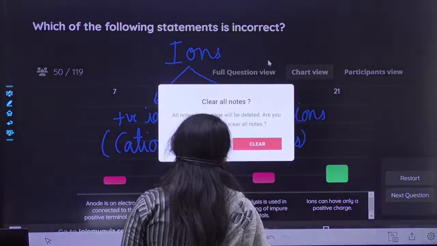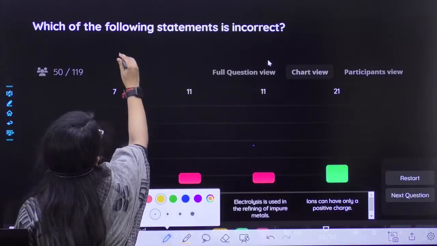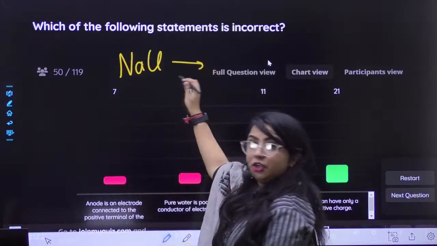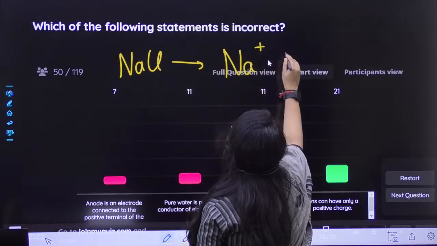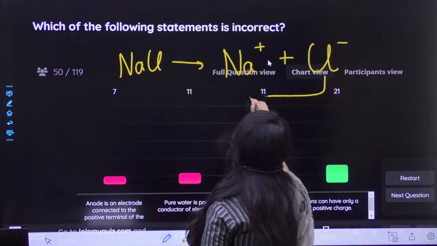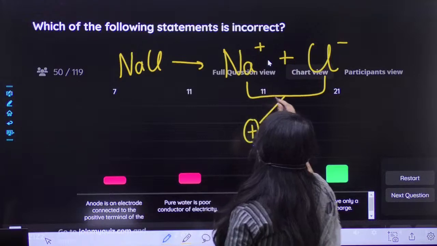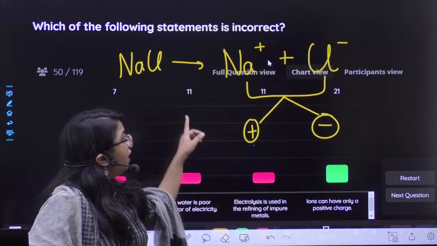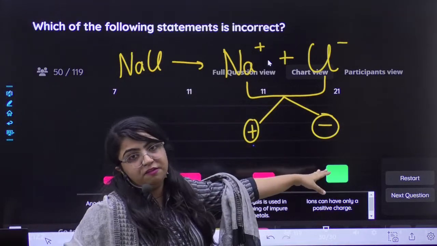This can be explained more if we take NaCl, that is sodium chloride. It will break into 2 ions. First one is Na plus and the second one will be Cl minus. So from here we can see that ions are of 2 types. First is positive and second is negative. So we can't say that ions are only positively charged. Ions can be positively or negatively charged.